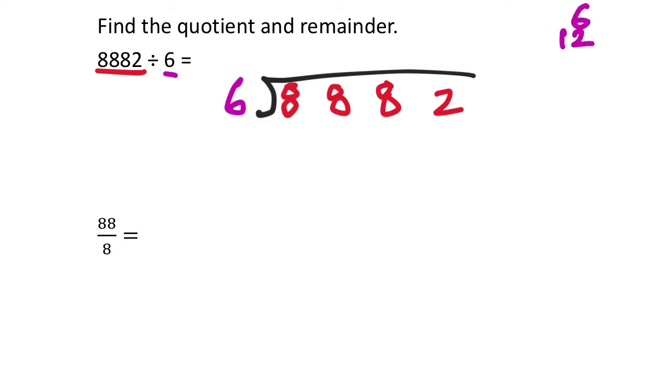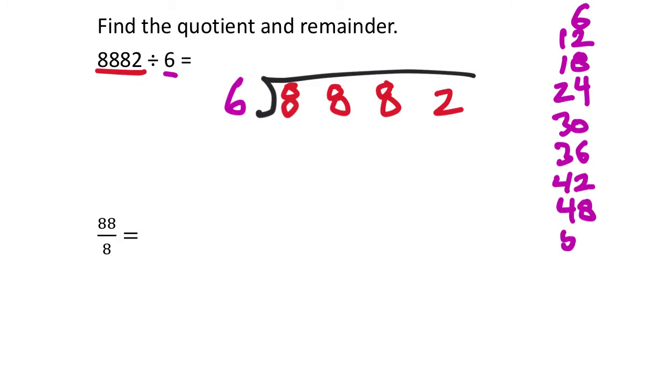So 6, 12, 18, 24, 30. That's the 5th one. 36 is the 6th, 42 is the 7th, 48 is the 8th, and then 54 is the 9th multiple. So I've got a good list here, and again, that may just be in your mind because you have the 6 multiplication table memorized, and that's good too.